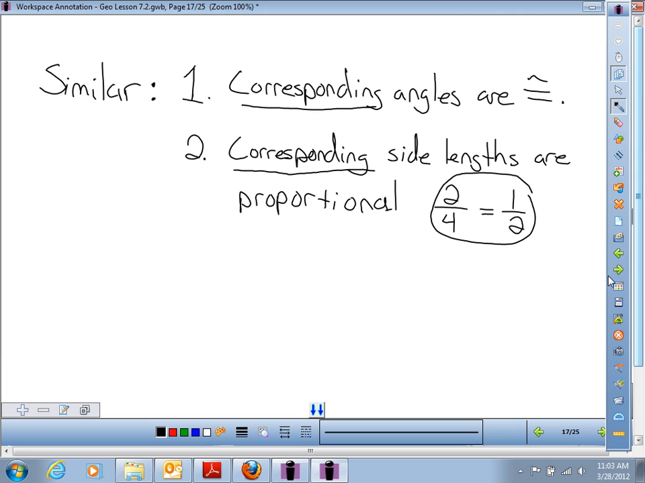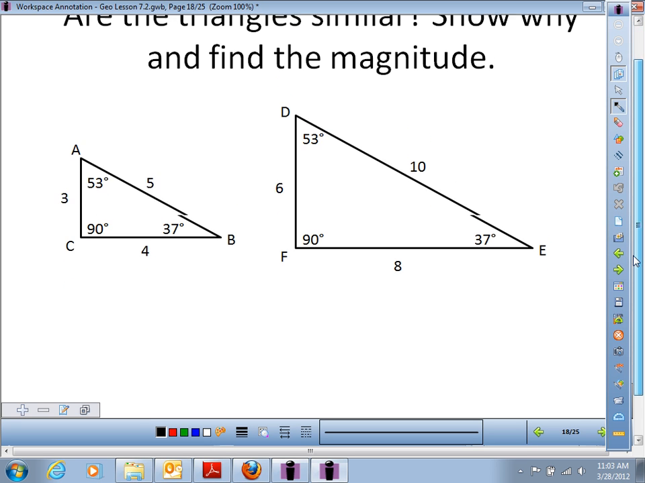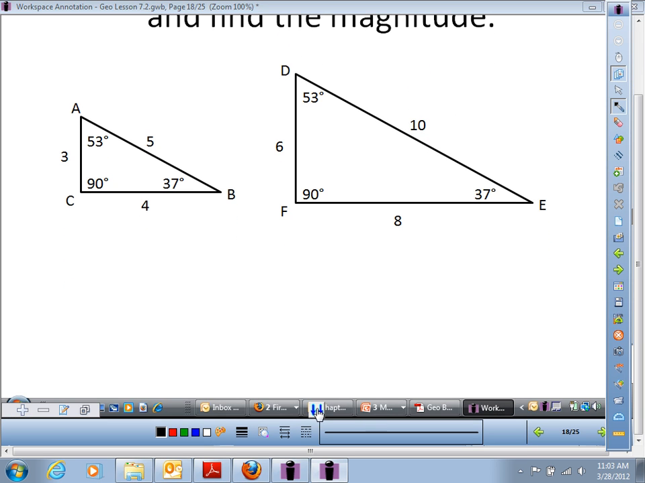Now, if you didn't draw that first one, I would suggest you draw this one, and you can pause it now, and you can sketch it on your own, and then replay it when you're ready to go. All right, now I'm going to go ahead and go. Are the triangles similar? Show y and find the magnitude. We're also going to write a similarity statement here. Okay. So let's go see if these two guys are similar.